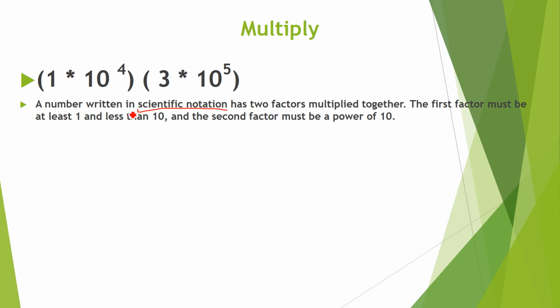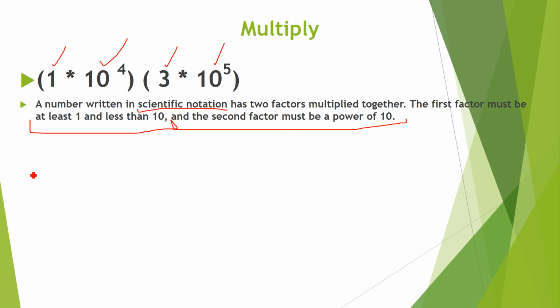A number written in scientific notation has two factors multiplied together. The first factor must be at least 1 and less than 10. This is the first condition of scientific notation. And the second condition is that the second factor must be a power of 10. So this is the power of 10 and this is the number less than 10. Similarly, this is the factor less than 10, but this is the power of 10.